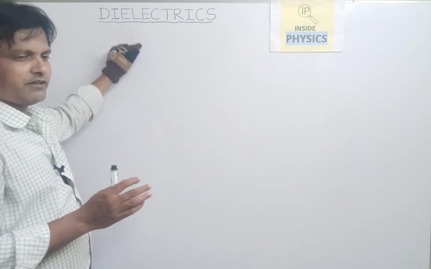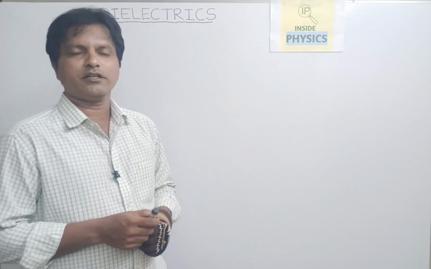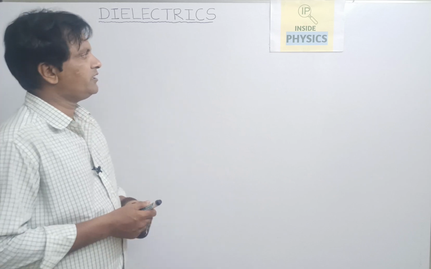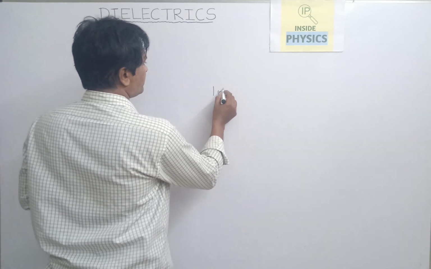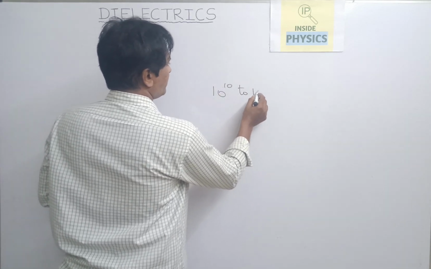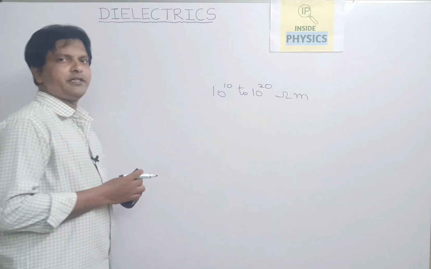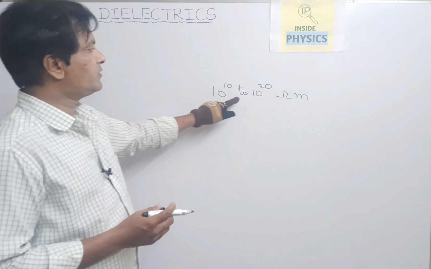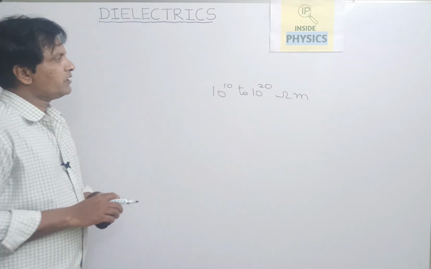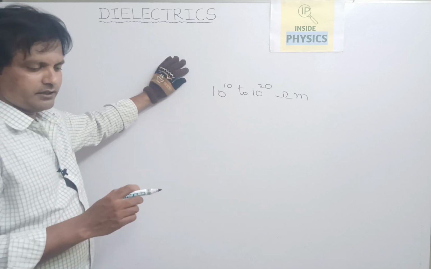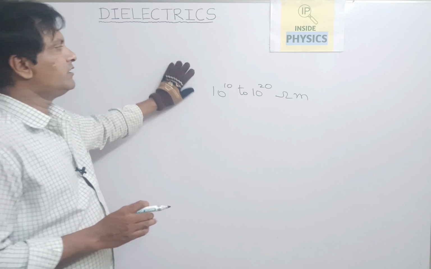An insulator doesn't have any free charges, even though there may be a feeble amount of electrons which are considered to be free. The resistivity of a dielectric is around 10 to the power of 10 to 10 to the power of 20 ohm meter. A material with resistivity between 10 to the power 10 and 10 to the power of 20 ohm meters is considered to be a dielectric, and these dielectrics are very useful as insulating materials.